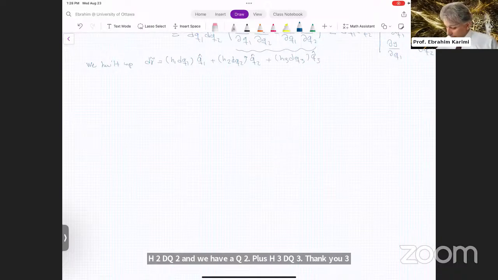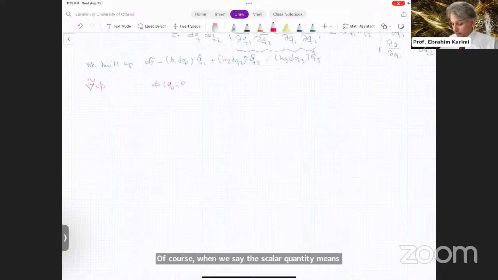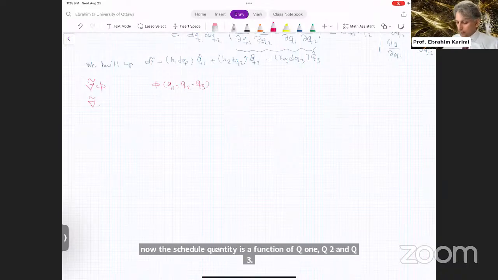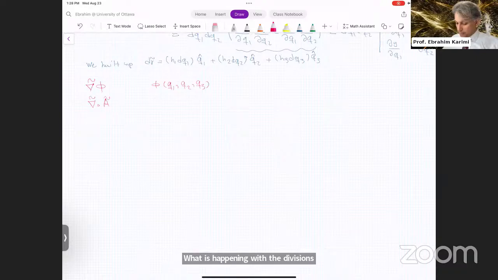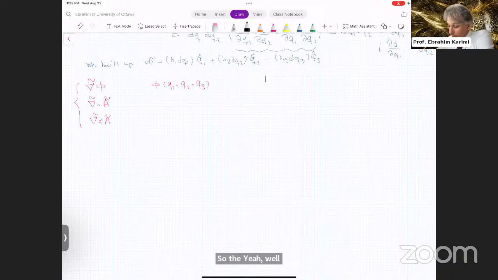Now, what I want to say is, what is happening with the gradient of a scalar quantity? Of course, when we say scalar quantity, it means the scalar quantity is a function of Q1, Q2, and Q3. What is happening with the divergence of a vector A in that coordinate? What is happening with the curl in that coordinate? So these are the three main questions that we have, and we have to handle them properly. So the gradient of phi, what is happening with d phi?